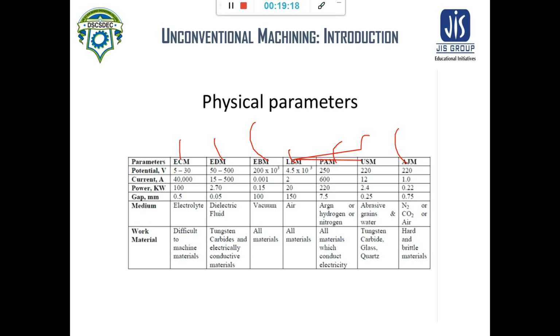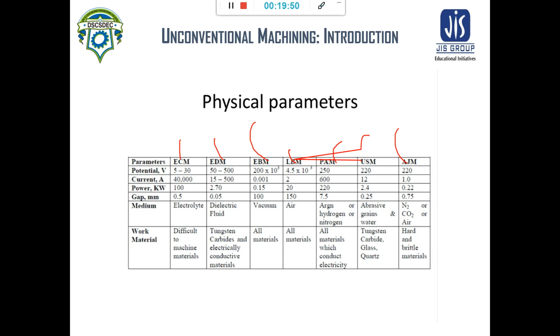And for ultrasonic machining the medium will be abrasive grains and water. For abrasive jet machining the medium will be nitrogen or carbon dioxide or air. And the work material for ECM, electrochemical machining: any difficult to machine material can be machined by using ECM. For EDM, tungsten carbide and electrically conductive material can be machined.